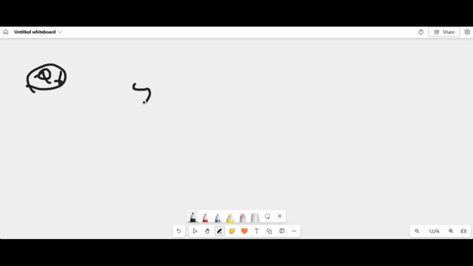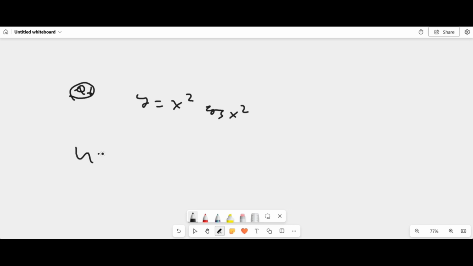Come on. y is equal to x squared cos x squared here. So easy. u is equal to x squared. v is equal to cos x squared here.